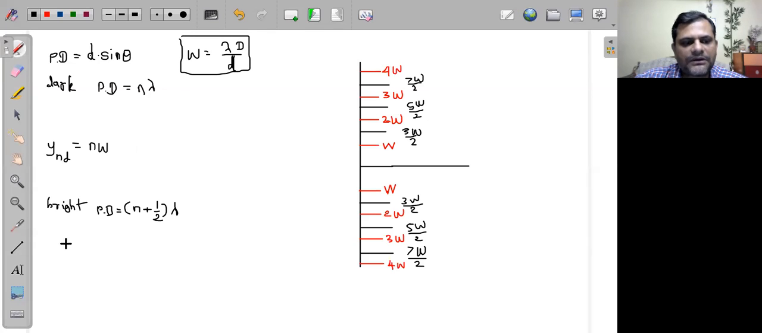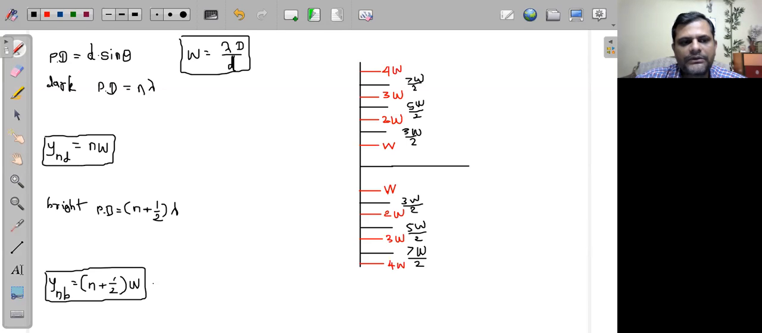And at the same time, the distance of the nth bright band in case of the diffraction pattern will be given by the formula n plus half. See the difference? There was n minus half in case of the interference pattern. So n plus half into W. That's it. So this is the distance of the nth bright band from the center. We can check that this formula fits perfectly here. And the distance of the nth dark band in this case can be given by nW.